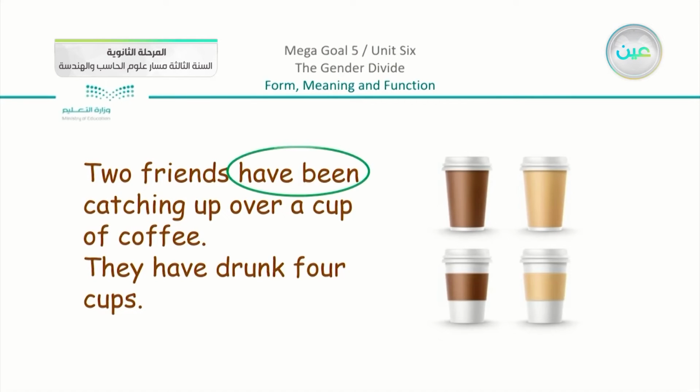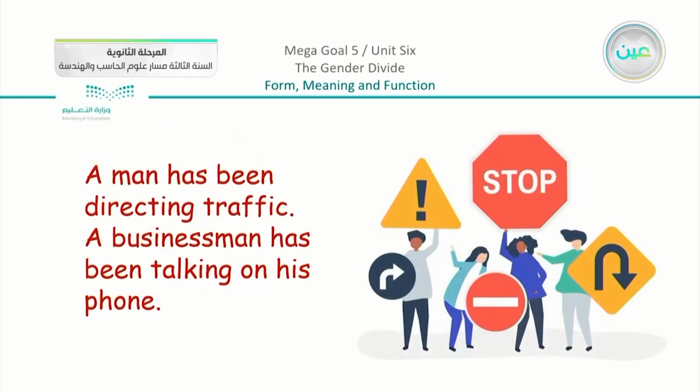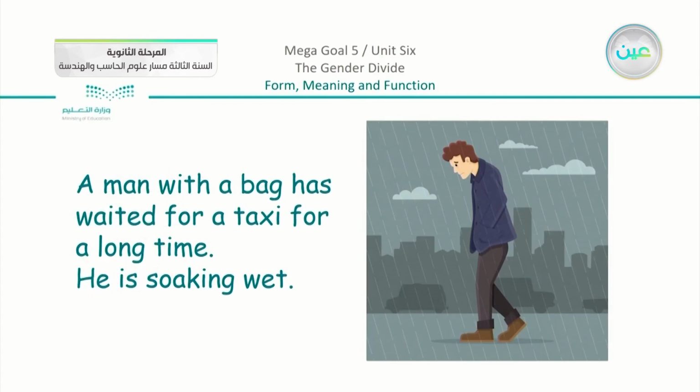Two friends have been catching up over a cup of coffee. They have drunk 4 cups. You can see that we have the present perfect progressive and also the present perfect simple. A man has been directing traffic, which is the present perfect progressive. A businessman has been talking on his phone. We have here also the present perfect progressive. The last example, a man with a bag has waited. We have here has waited, the present perfect simple, for a long time.